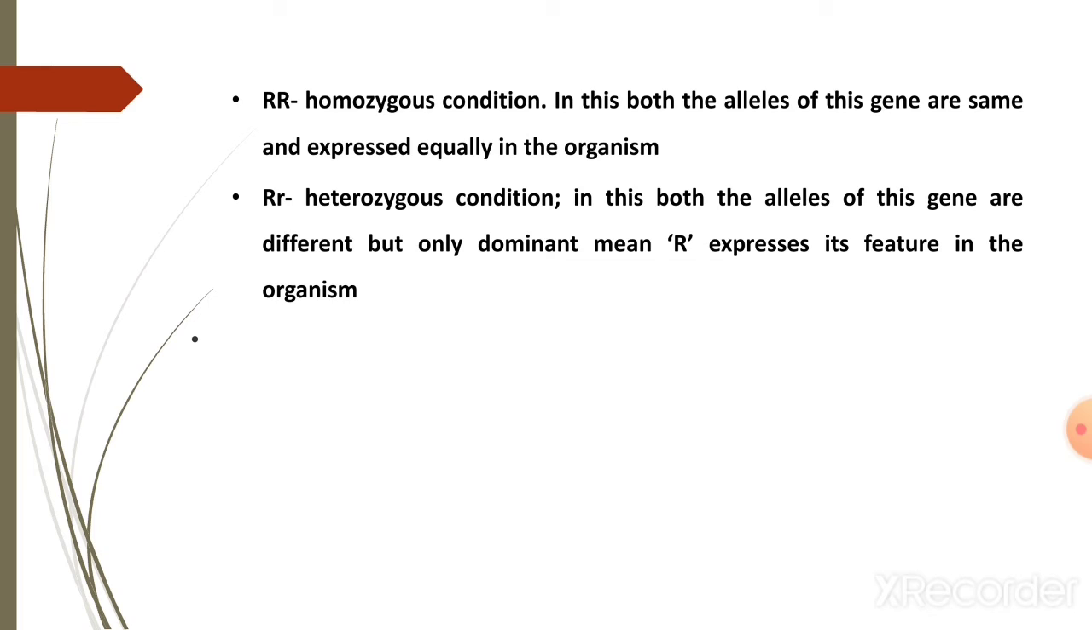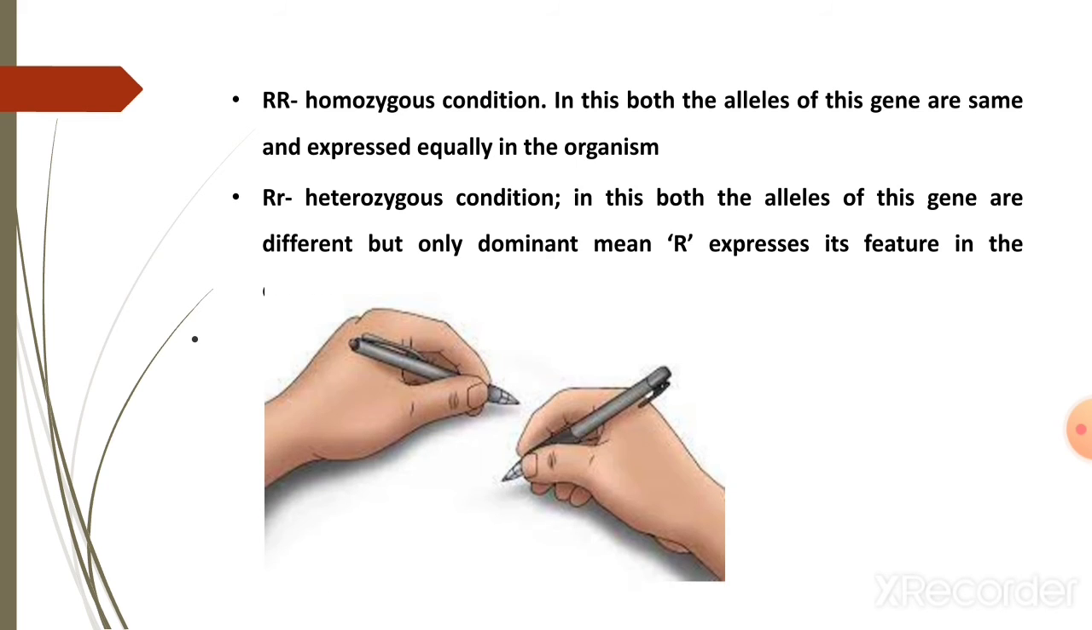Both the alleles are present in the organism, so this condition is the heterozygous condition. In this condition, both the alleles of this gene are different, but only the dominant allele, capital R, expresses its feature in the organism. Here also the organism is right-handed. Right-handed is dominant over left-handed. Okay, so this is all about the dominant condition. Now the next concept is the recessive.